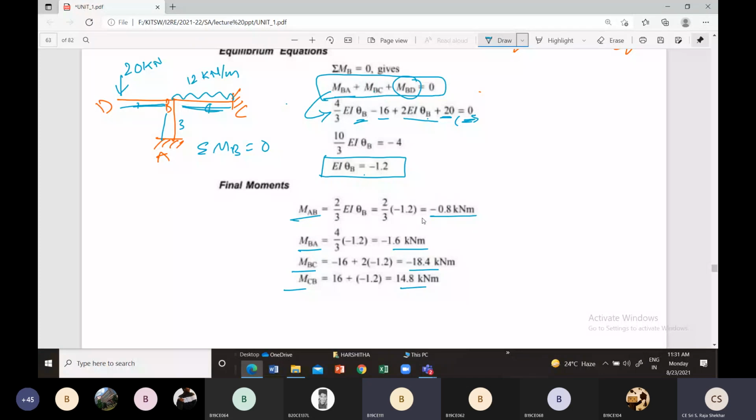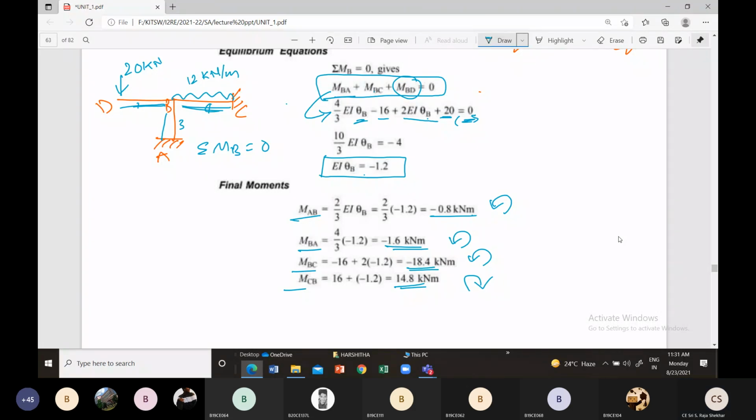So MAB we are getting minus 0.8 kilonewton meter. MBA we are getting minus 1.6 kilonewton meter. MBC is equal to minus 18.4. MCB is equal to 14.8. That means the first three will produce anticlockwise moments. So only MCB will produce a clockwise moment.